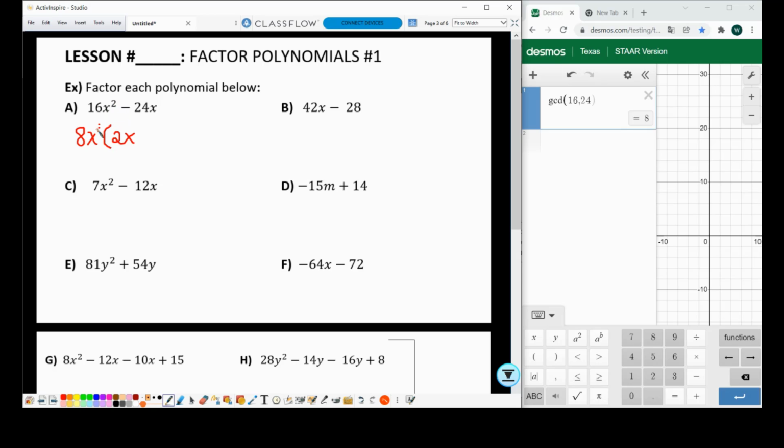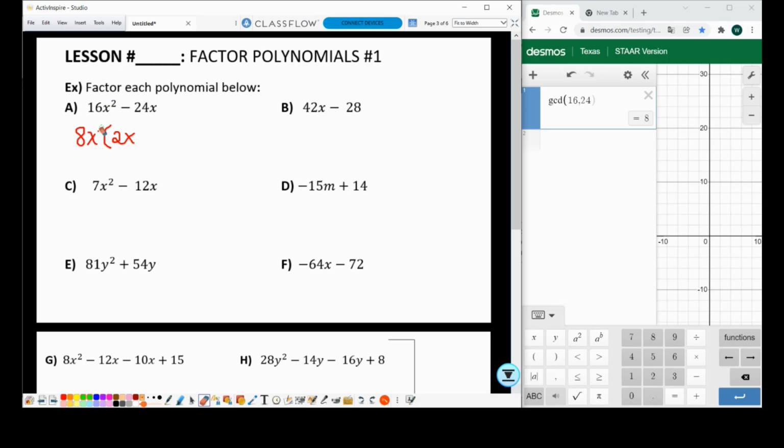And 2 minus 1 is 1. Because when you divide, you subtract the exponents. So 2 minus 1 is 1. But again, you don't have to write the 1. I just wrote it to illustrate that there's an invisible 1 right there.